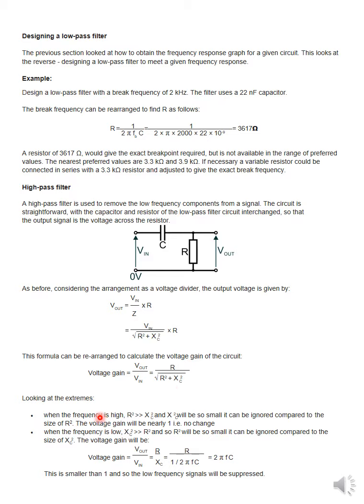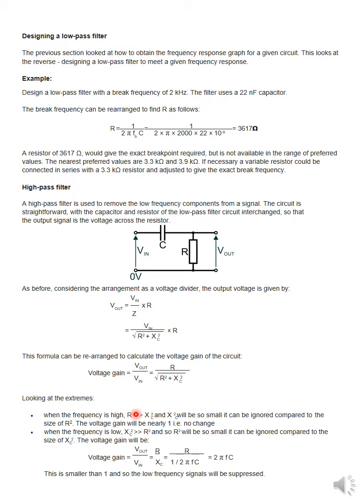Looking at the extremes, when the frequency is high, then R squared is greater than Xc squared, and Xc squared will be so small that it can be ignored compared to the size of R squared. So Xc squared will be basically 0, or you can say it's very small compared to R squared. So R will cancel with R, and when the frequency is high, the voltage gain will be equal to 1. So whatever you are applying in that range, the output is equal to the value of input.